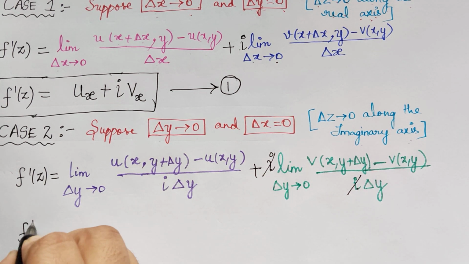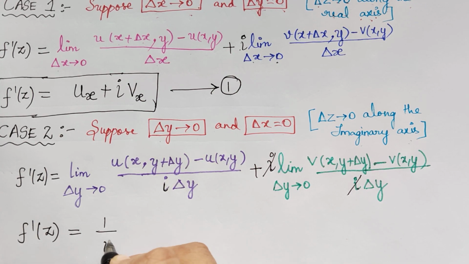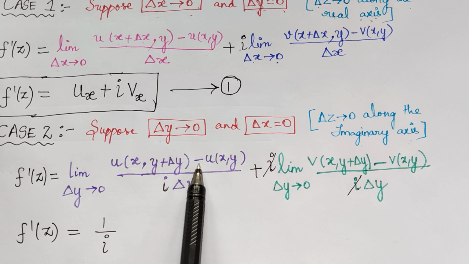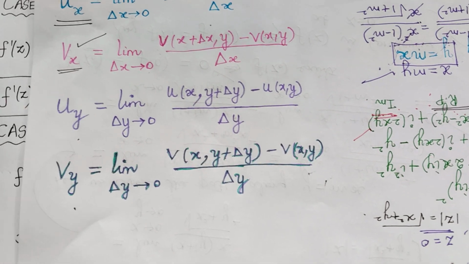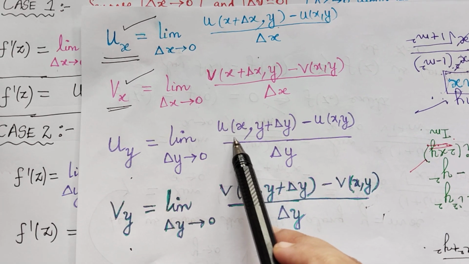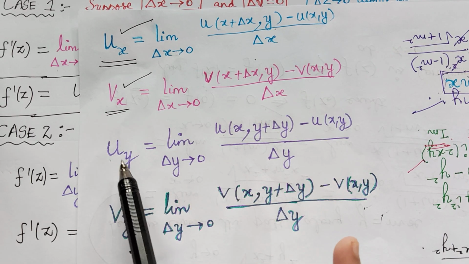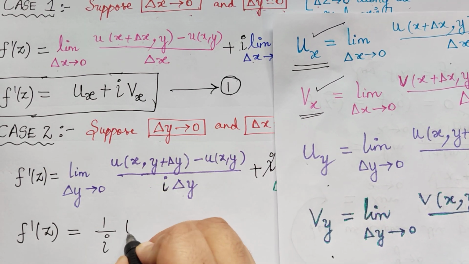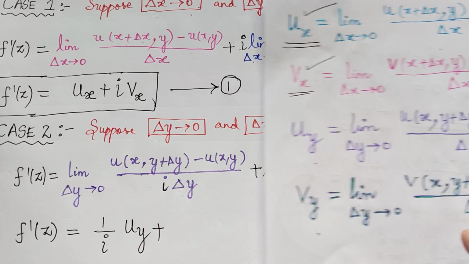And so f dash of z will be equal to, this i in the denominator we will write outside. So 1 by i. So what will be inside that: limit delta y tends to 0, u of x comma y plus delta y minus u of x comma y divided by delta y. But what is that as per the partial derivative formula? We know that according to first order partial derivative, it is the partial derivative of u with respect to y. So if you check out this, you will know. So 1 by i, it will be uy plus, now since we have cancelled this i, what is remaining? This is what is remaining.